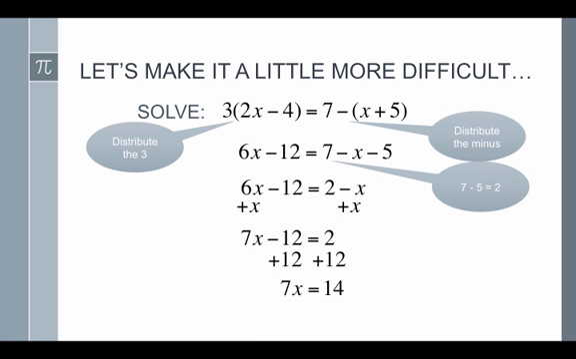All right, final step here is to isolate the variable, or get x completely by itself. Now I need to move the 7. Since I have 7 times x, the way I'm going to move the 7 is by division. And so my final answer is x equals 2.